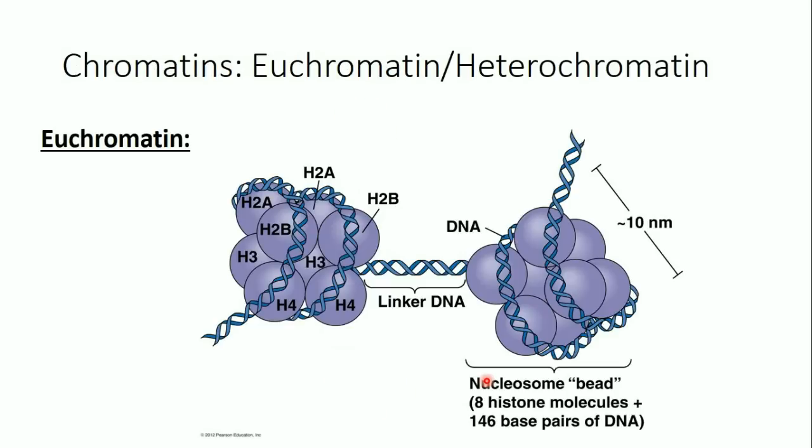Now, let's first see what euchromatin and heterochromatin mean. So euchromatin is a structure of the chromosome.